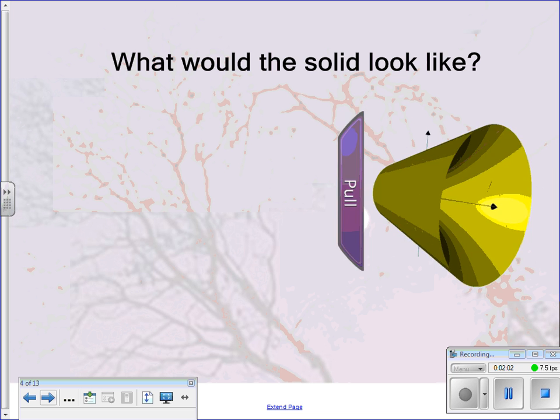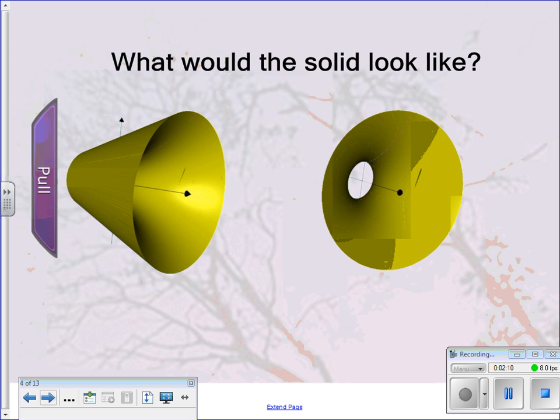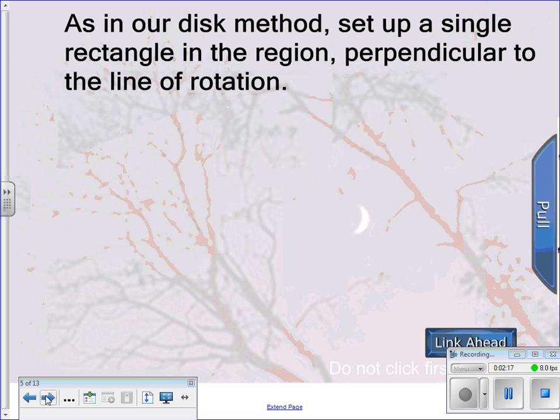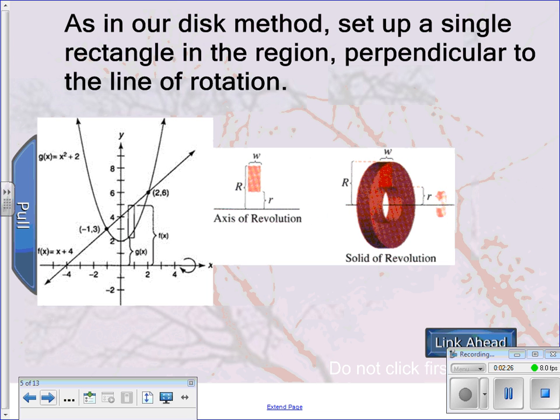What would it look like? Now we're going to find the volume of this funny shaped object. As in our disk method, set up a single rectangle in the region perpendicular to that line of rotation. So please, go ahead and sketch this in. You don't need it in full detail like this, but it's the same basic idea. Please take note of the boundaries.